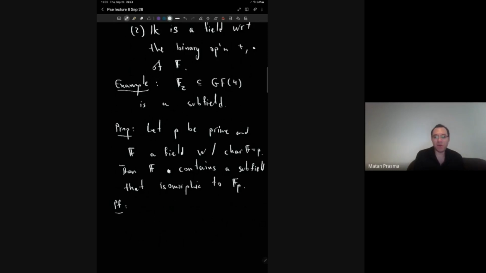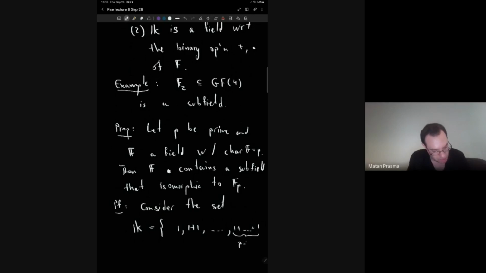Okay, so how do I see it? Consider the set K. Well, I take 0, 1, 1 plus 1, up to 1 plus 1 p times, but 1 plus 1 p times, because the characteristic of F is p, this is equal to 0. So all in all, I have a set with p elements.